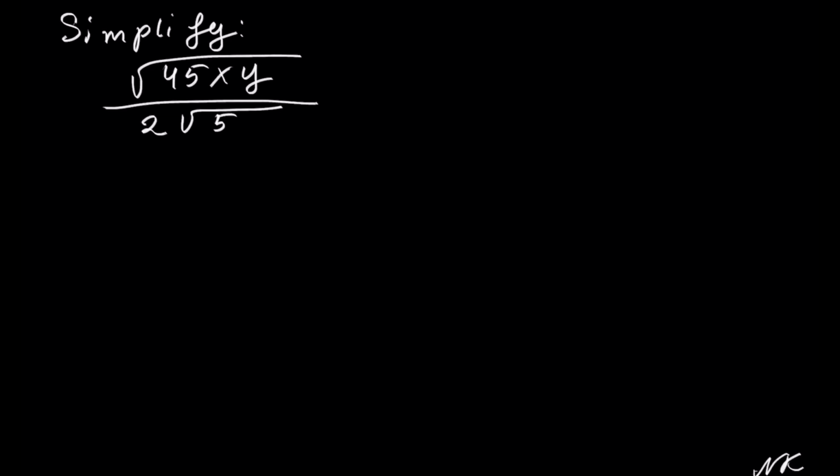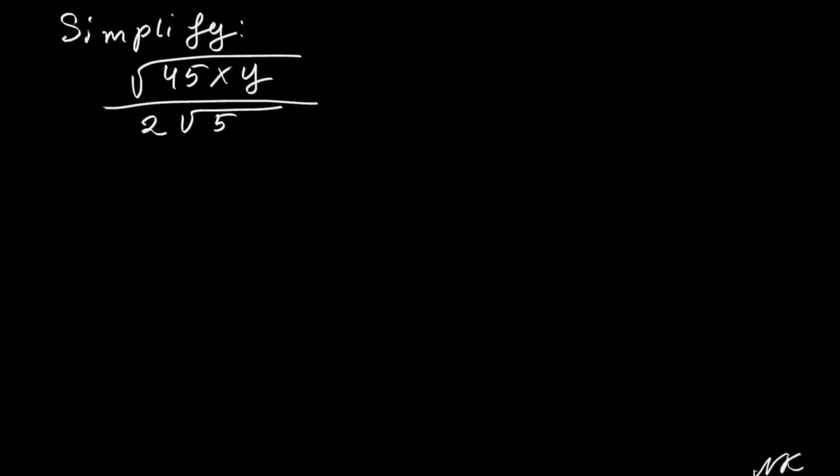Hello. In this example, we have to simplify square root of 45xy out of 2 square root of 5. So in this fraction, we have a number that is outside of the radical. It's just easier to separate this number from the fraction with the radicals until we are done simplifying the radicals.